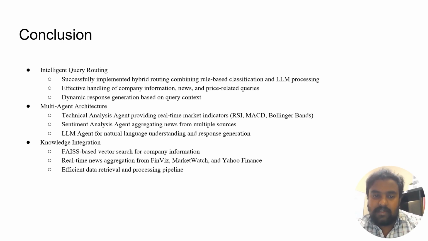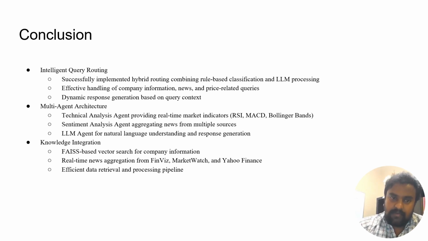And coming to the last one, as I told you, knowledge integration: FAISS-based vector search for company information and real-time news aggregation from different sources, with an efficient data retrieval and processing pipeline. See, as I told you before, one is intelligent query routing, which successfully implements hybrid routing, effective handling of company information, and dynamic response generation. These three parts we are covering with the intelligent query routing.